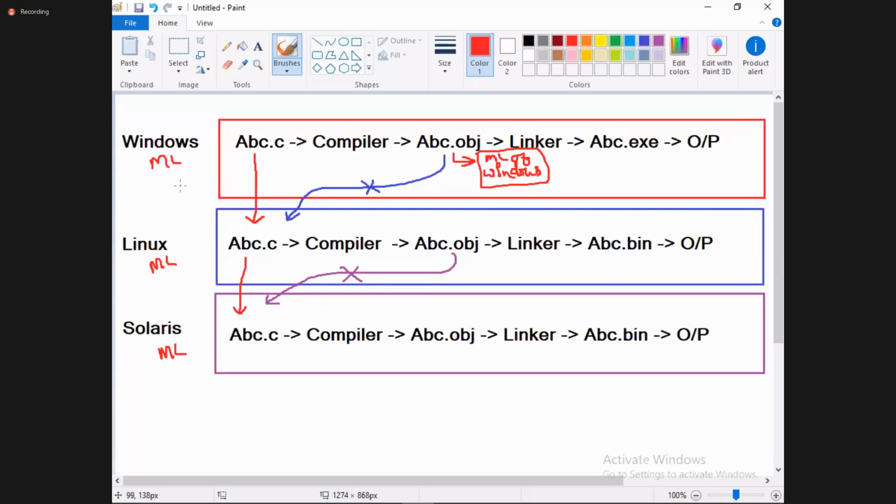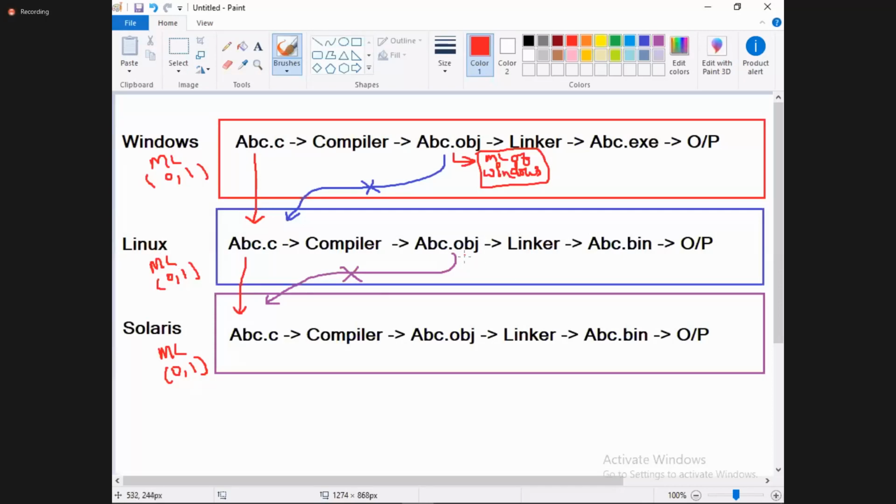The language is the same, but their internal machine language means what? 0 comma 1. So the entire code is organized in terms of what? 0 and 1, 0 and 1, 0 and 1. Are you catching my point? Right? The format of arranging zeros and ones from one operating system to another operating system is different. The zeros and ones arrangement of Windows is different from that of Linux. The arrangement of zeros and ones for Solaris is different. The format is different. So the machine language of Windows is not understandable to Linux.